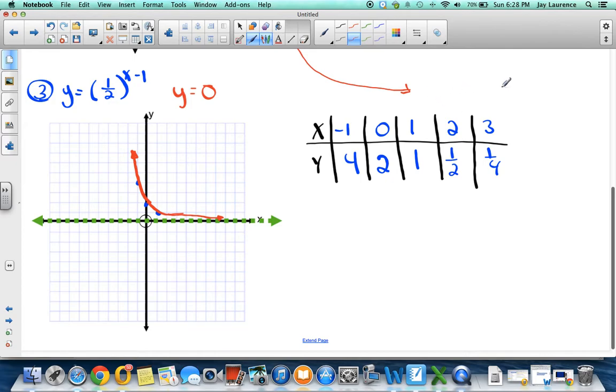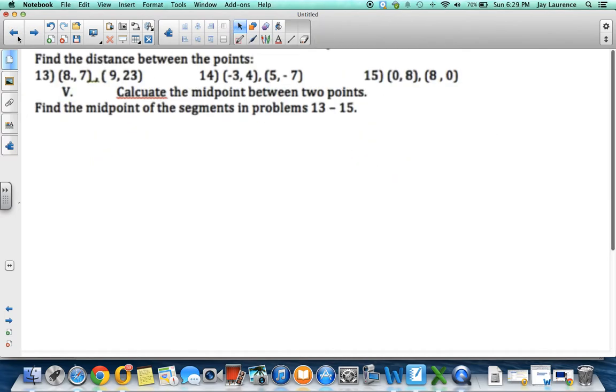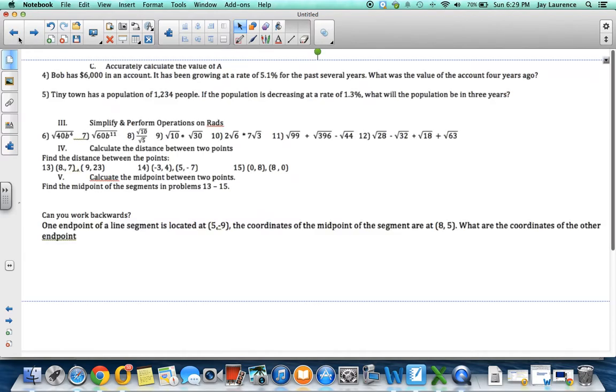All right, I have got to go on to problem number 4 now. Okay, problem number 4 says Bob has $6,000 in an account, has been growing at a rate of 5.1%, or 5 1/10%, for the past several years. What will be the value of the account in 4 years?